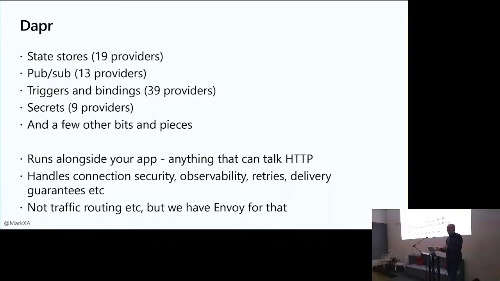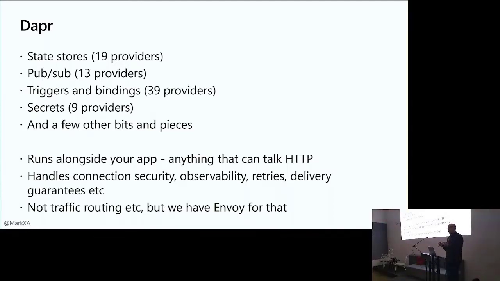And it also has triggers and bindings, so you can trigger off the same sort of things, and also things like Twilio and Twitter and things like that. And it will save secrets into HashiCorp Vault or into Azure Key Vault or lots of other things. And it's got a few other nice little bits and pieces as well, like it allows you to do an actor pattern. So if your containers are actors, then it will orchestrate your actors for you.